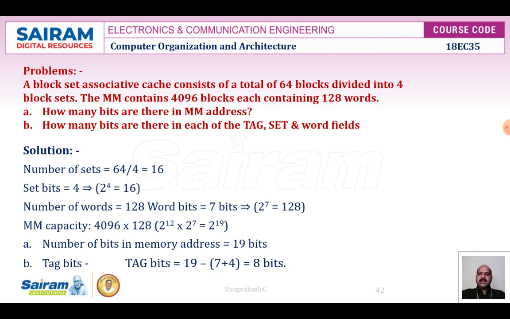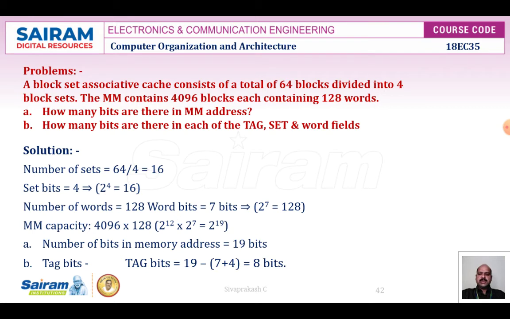It is clearly mentioned that the set associative cache consists of 64 blocks which have been divided into 4-block sets. So the number of sets we can calculate as 64 divided by 4, that is 16 sets.